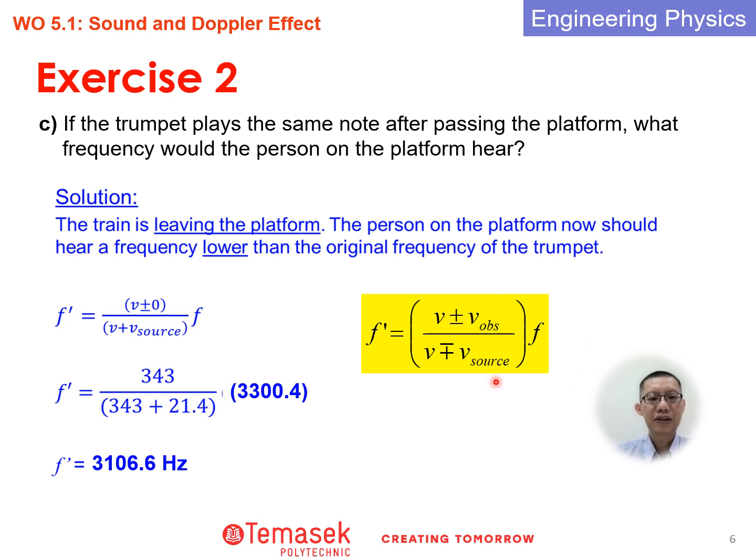Now, V source this time is a positive 21.4 meters per second, as the train is leaving and moving away from the platform, which means it's leaving and moving away from the observer. Now, using the Doppler effect equation, substituting what we know, and upon solving, we determine that f prime is equal to 3,106.6 Hz, which is lower than the source frequency of 3,300.4 Hz.